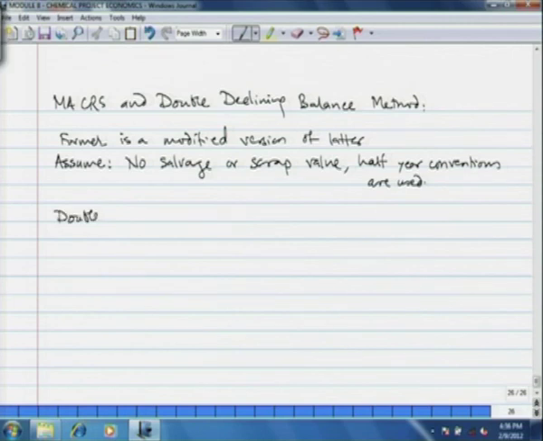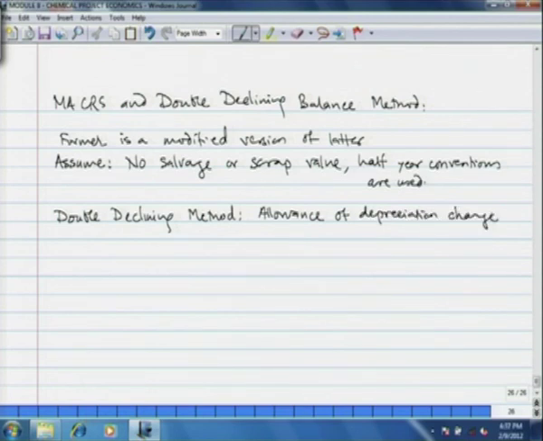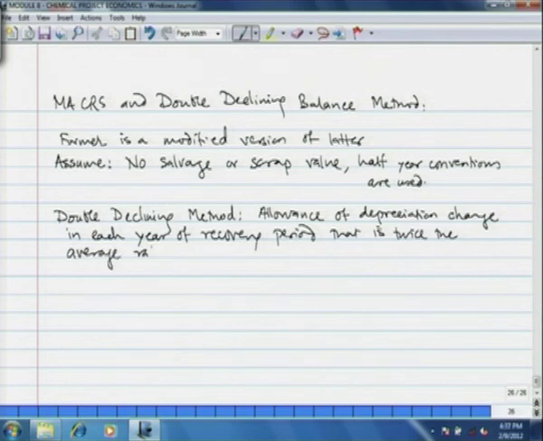Now, double declining balance method, the basic principle is that the method allows a depreciation charge in each year of recovery that is twice the average rate of recovery on the remaining undepreciated balance for full recovery period. So, that point we note. Allowance of depreciation charge in each year of recovery period that is twice the average rate of recovery on the remaining undepreciated balance.